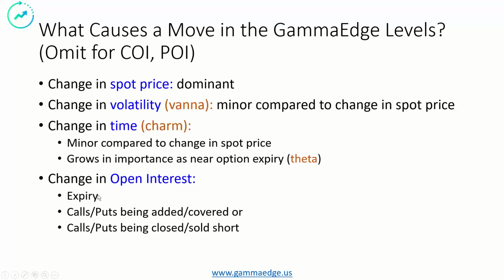Change in open interest, which is our expiry. Calls or puts being added, covered, or calls, puts being closed, sold, short. So these here I encourage everyone to review, because this is what causes our move and our change in gamma levels, and we should understand these intimately before we're looking at trading.